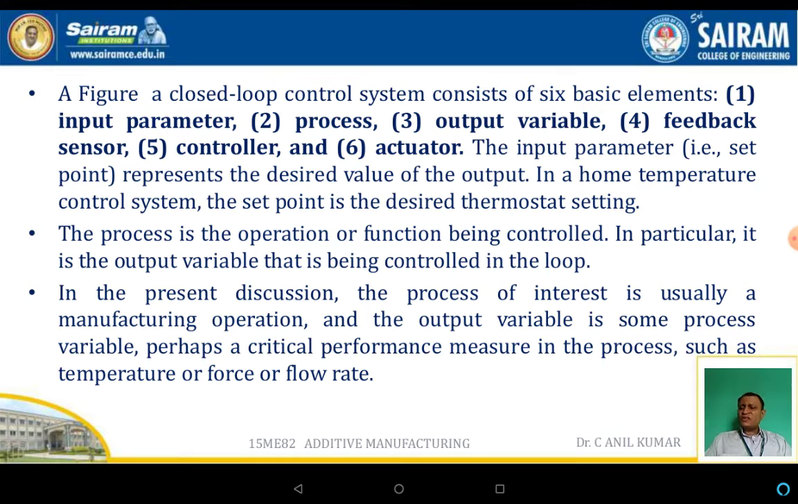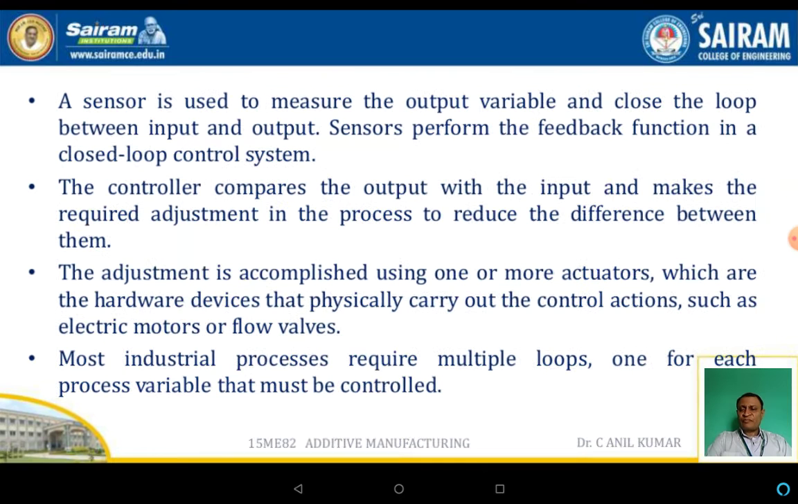The process is the operation or function being controlled. In particular, it is the output variable that is being controlled by the loop. In the present discussion, the process of interest is usually a manufacturing operation, and the output variable is some process variable, perhaps a critical performance measure. It may be a temperature, a force, or a flow rate, depending upon the type of application we are automating.